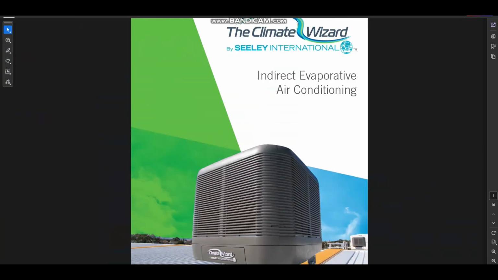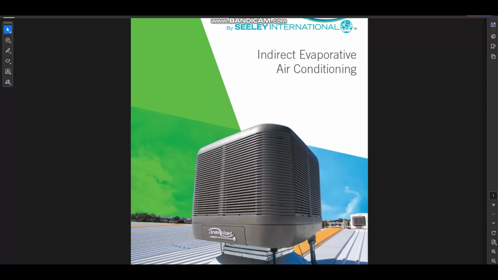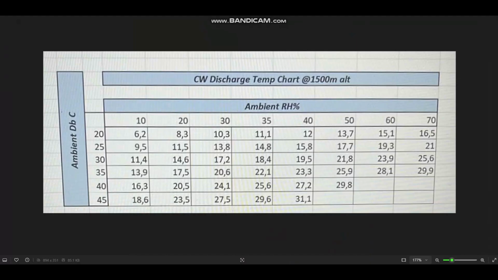So Climate Wizard is an indirect evaporative cooler, and today we're going to be talking about the CW3. This will only add approximately 1/4 of the humidity that the direct does to the indirect air supply. So if we take a look at the similar conditions, 30 degrees Celsius in Joburg, 30% relative humidity, you can expect a cooler discharge temperature of almost 3 degrees lower than the direct evaporative cooler.